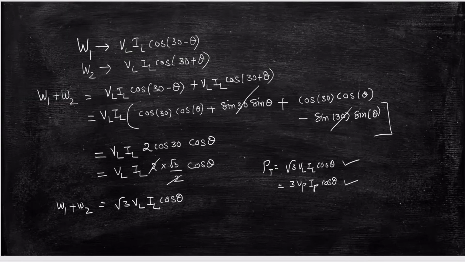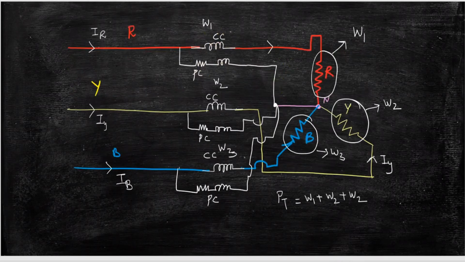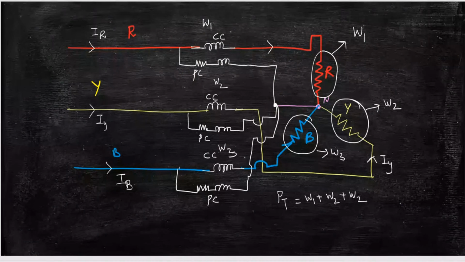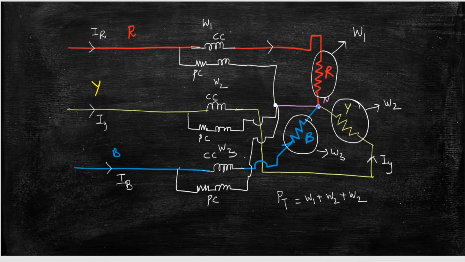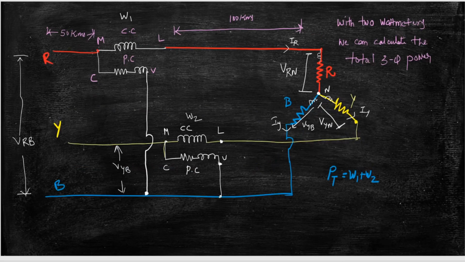Okay. Now it is nothing but your PT. That means which is same as W1 plus W2 plus W3, which we have done in the previous connection. So here we have connected like W1 plus W2 is P total, which is same as root 3 VL IL cos theta. That means with the 2 wattmeters, I am able to measure the 3-phase power by making one of the phases as the neutral.